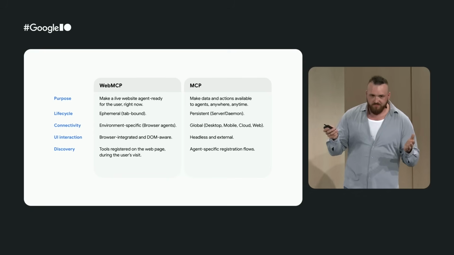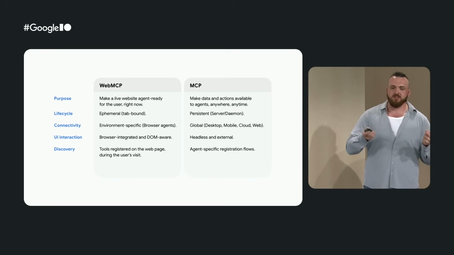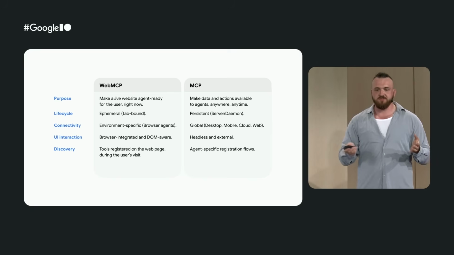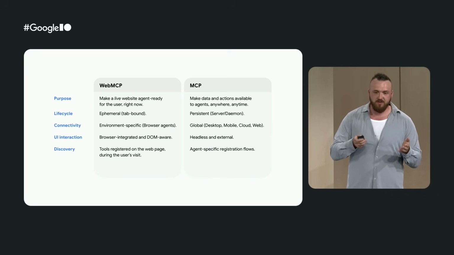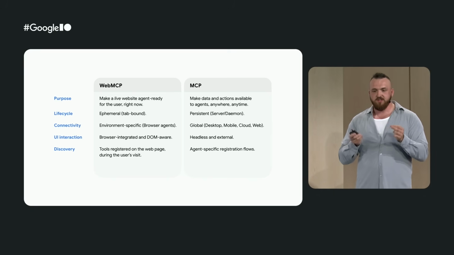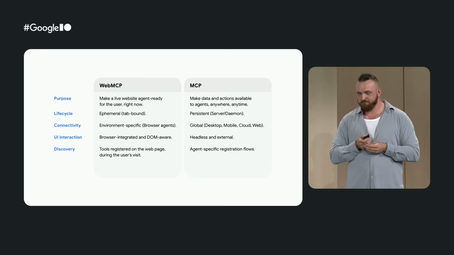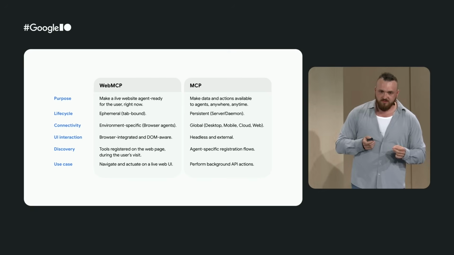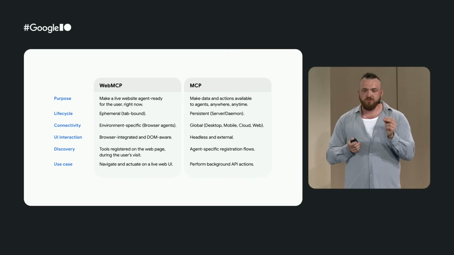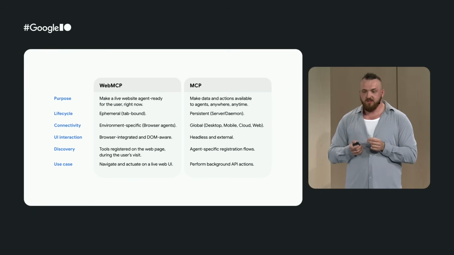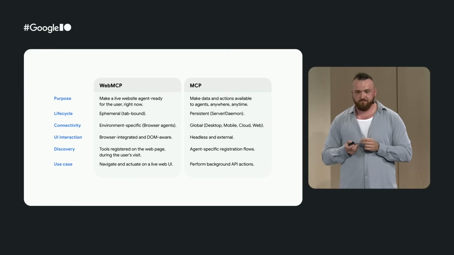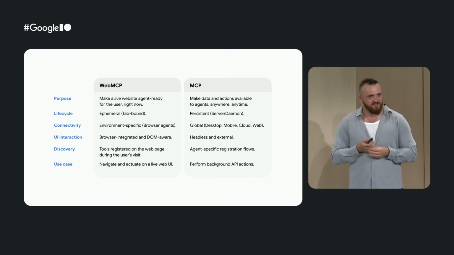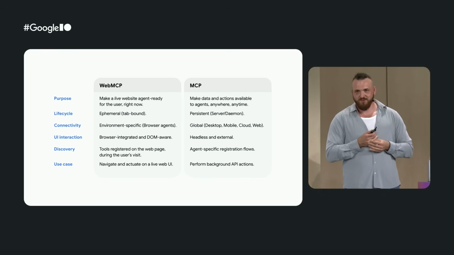How does discovery happen? For WebMCP, tools are registered on the website, and they are discovered during the user's visit. While for MCP, you need to specifically point your agent to a given MCP server. Use cases. MCP is the protocol an agent uses to talk to your backend infrastructure. WebMCP is how the same agent can interact with your front-end interface, an active user session, right inside the browser tab. So now you have a pretty good understanding how those two compare.